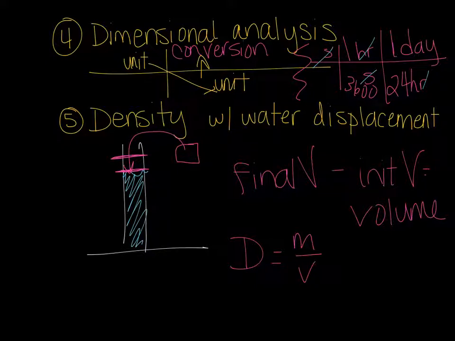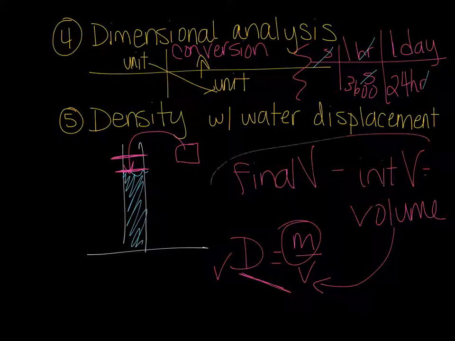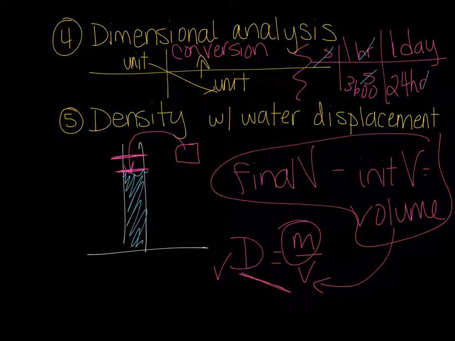Density formula is density is mass over volume, just like that. So if I am solving for mystery mass and I'm giving you a density and you found the volume, remember that these guys just get multiplied together to find your mass. Okay, the density is mass over volume. Don't forget that water displacement means you have to do your final minus initial to figure out what that volume was, just like your lab.